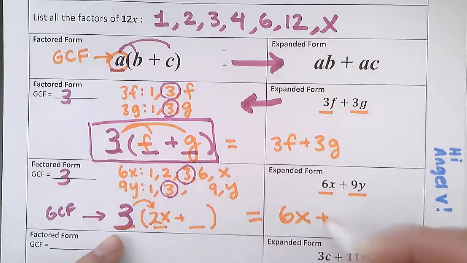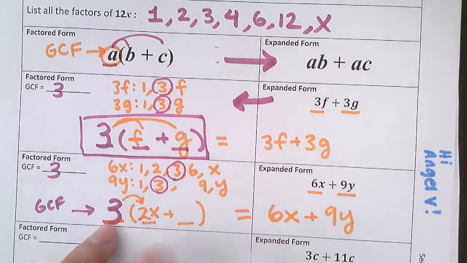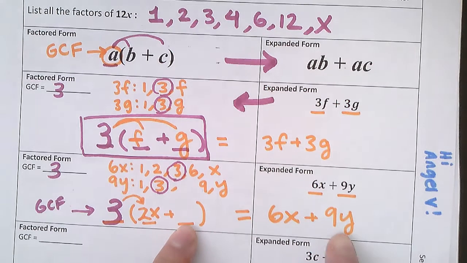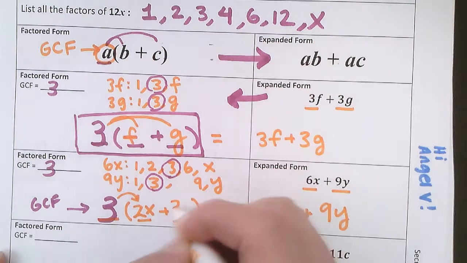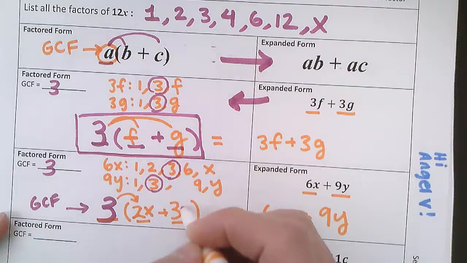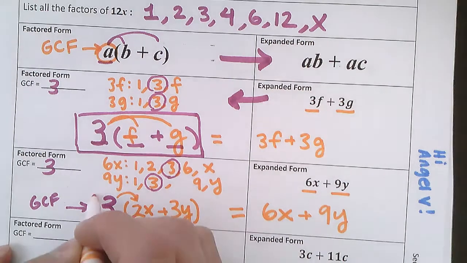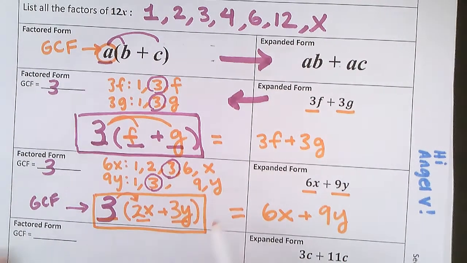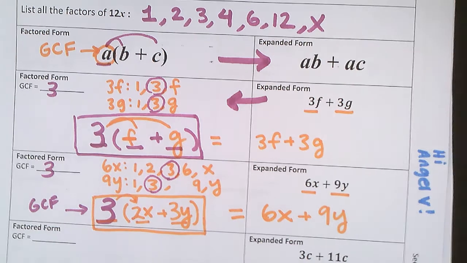Then for the next one, I know it's going to be 9y from here. So I think to myself, 3 times what gets me to 9y? Well, to get to 9, 3 times 3 gets me to 9, so I know I'm going to have a 3. But there's also a y here. So I need 3 times 3y in order to get me to 9y. So then this is going to be my answer here. 3 times the sum of 2x plus 3y gets me to 6x plus 9y. Here it is in factored form. Okay.